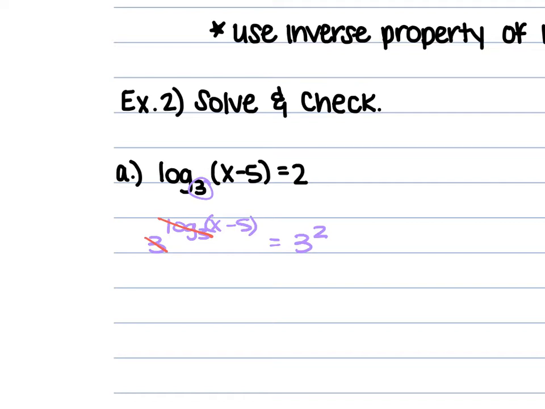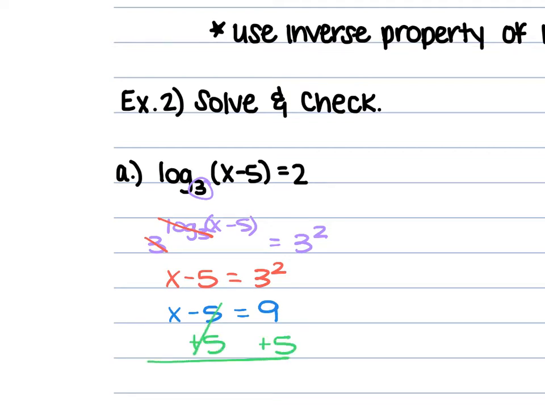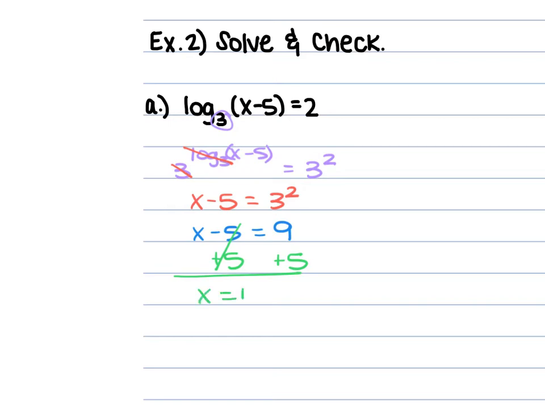So the only thing we have left on this side now is that x minus 5, and then we have the 3 squared. The 3 squared is 9, so x minus 5 is equal to 9. We move the 5 over by adding it to both sides, and we get that x is equal to 14.